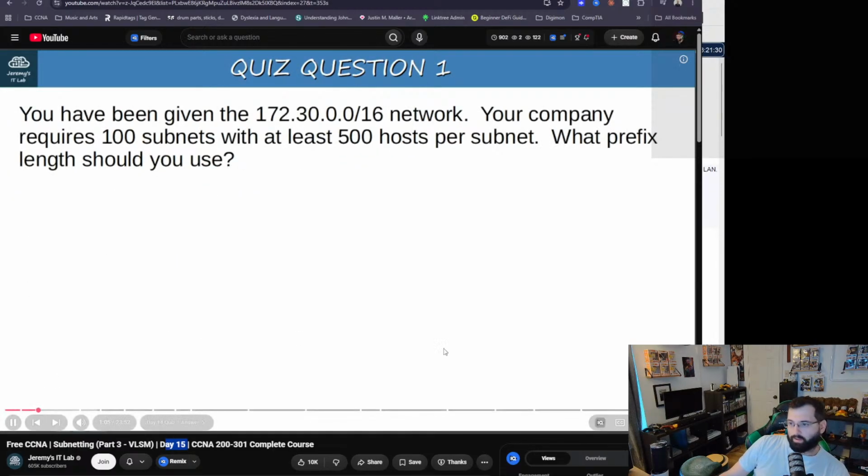Okay, here's question 1 from the last video. You have been given the 172.30.0.0/16 network. Your company requires 100 subnets with at least 500 hosts per subnet. What prefix length should you use?